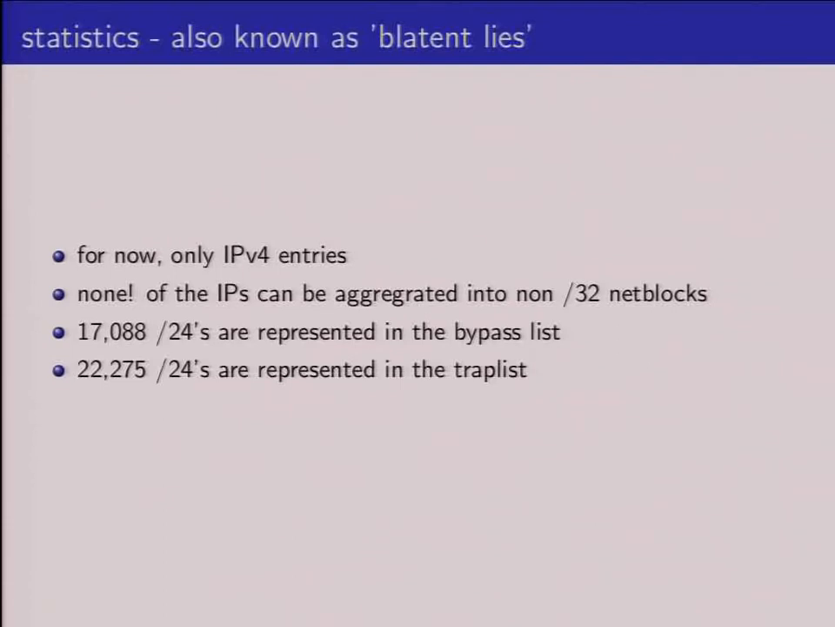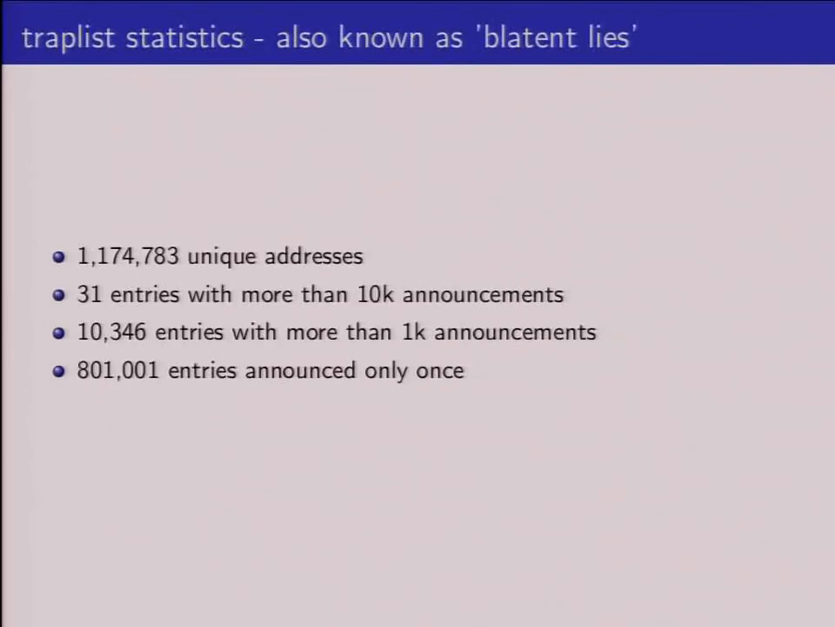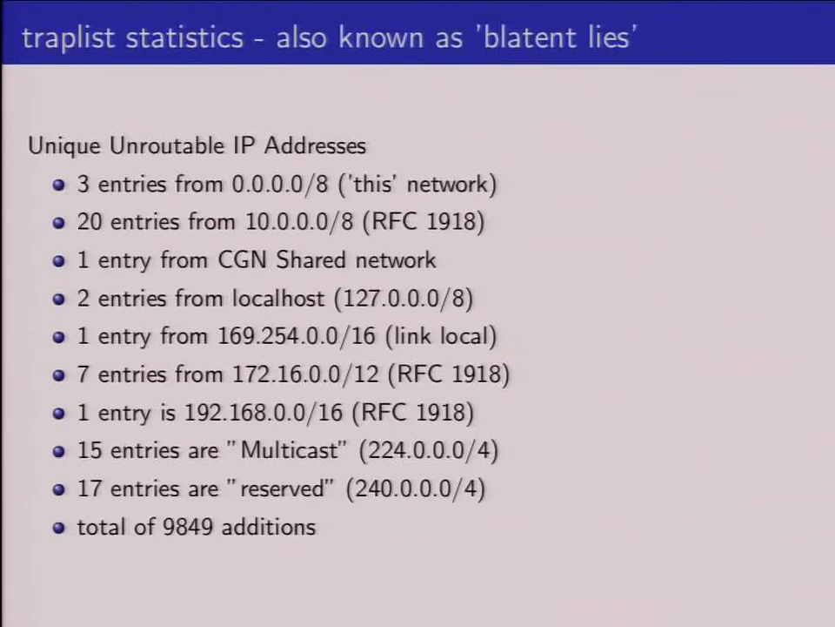So 17,000 /24s have at least one IP address listed in the bypass list, and then 22,000 are represented in the trap list. There are almost 1.2 million unique IP addresses listed in this. 31 entries have been added to the blacklist more than 10,000 times. About 10,000 entries were added more than 1,000 times, and 800,000 were announced only once. They got added to the list, they fell off, and never got added again in an entire year.